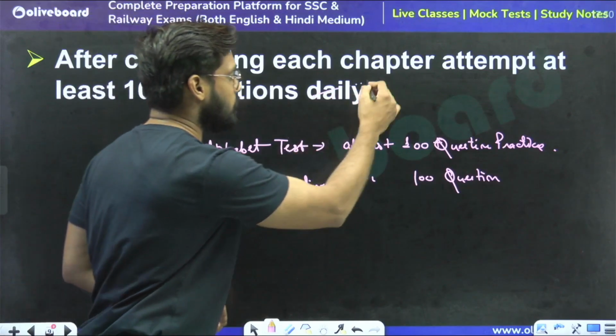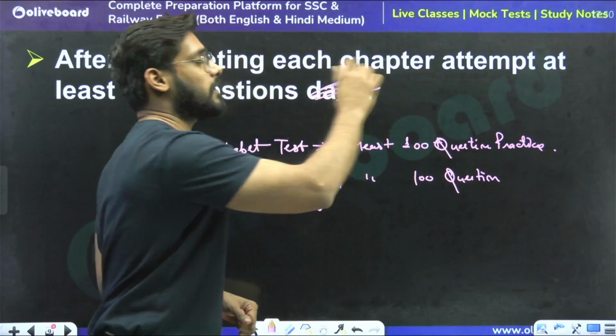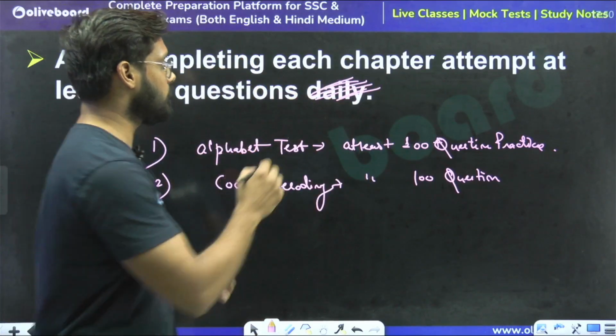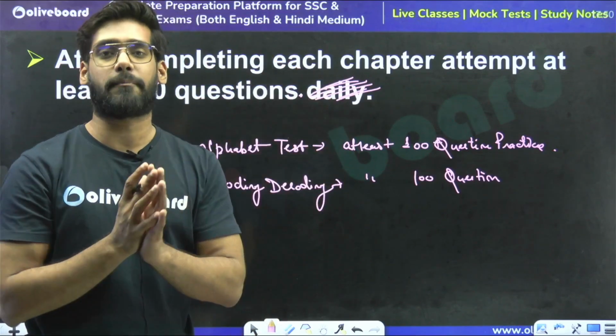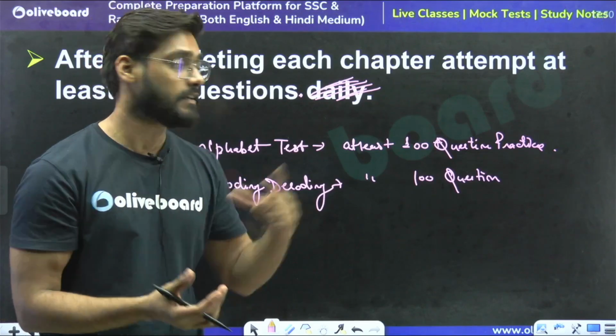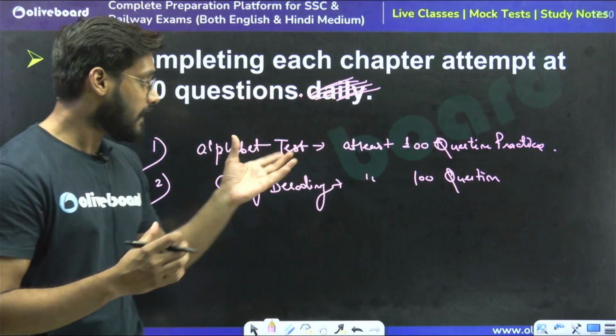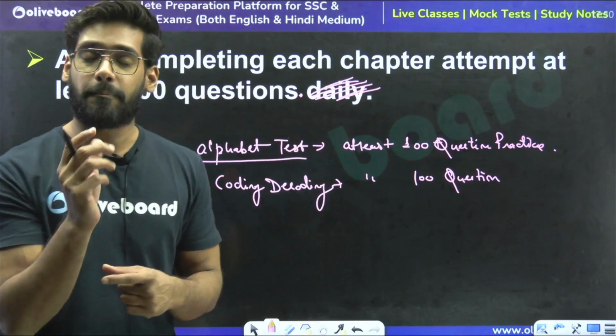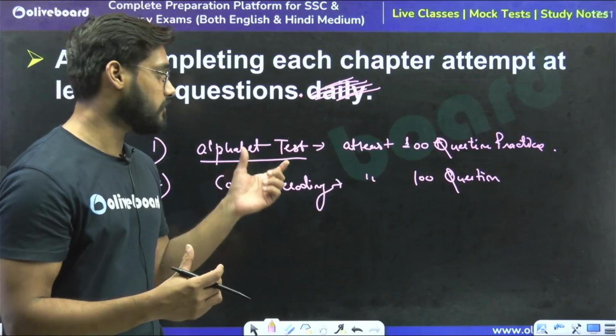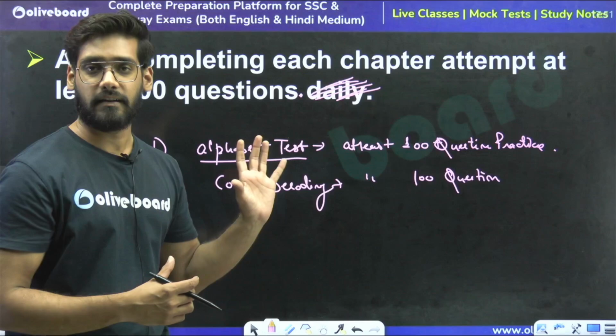Let's remove this "daily" part. We will use this word daily when we have completed the whole chapters. But as of now, when you are completing any chapter, you have to practice at least 100 plus questions from that chapter after completing each and every chapter.